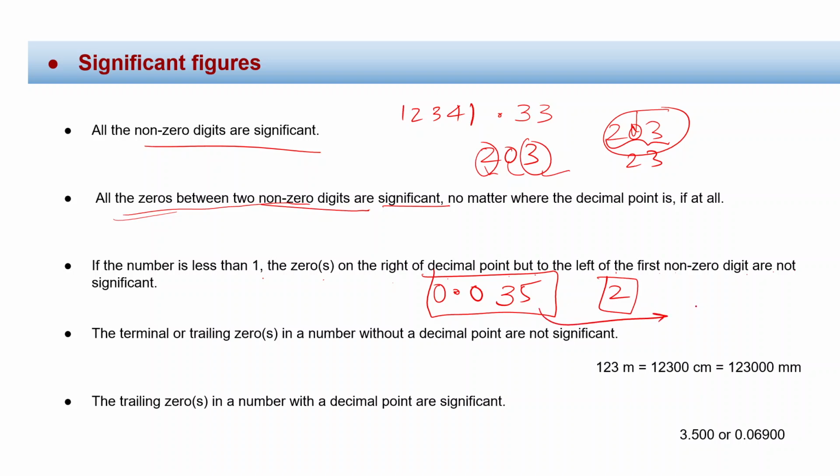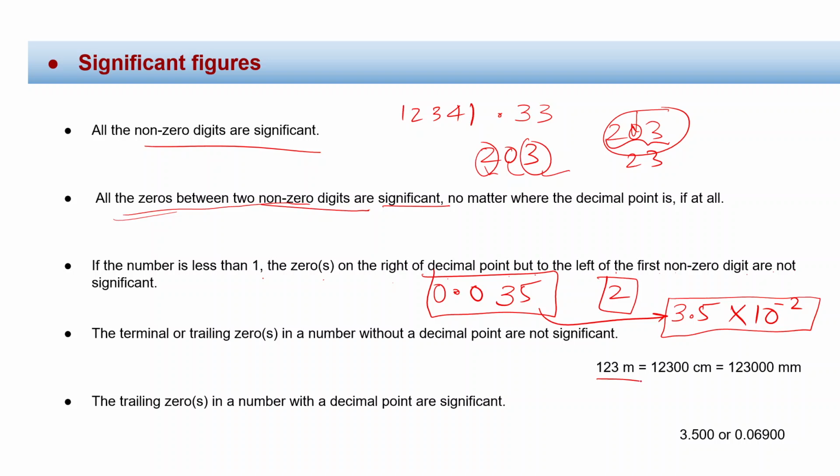Why? Because you can write it like this also. In scientific notation, you will write it as 3.5 times 10 to the power minus 2. This is scientific notation. So here you see how many significant figures are there? 2. That is why we say that in any notation, the number of significant figures should not change.